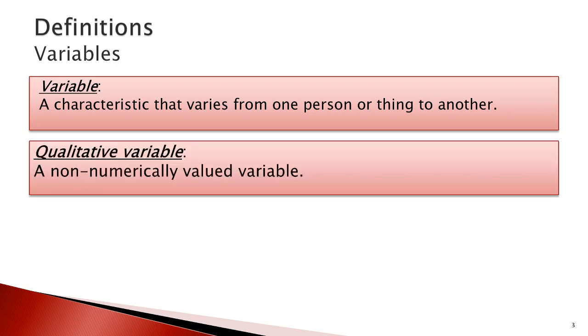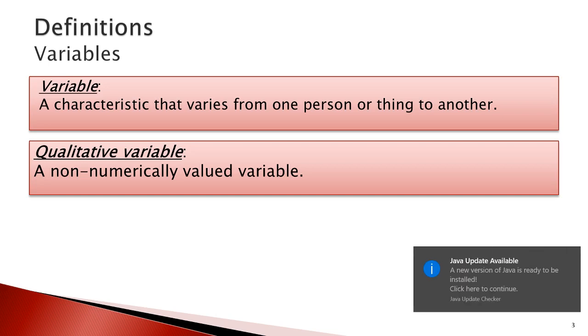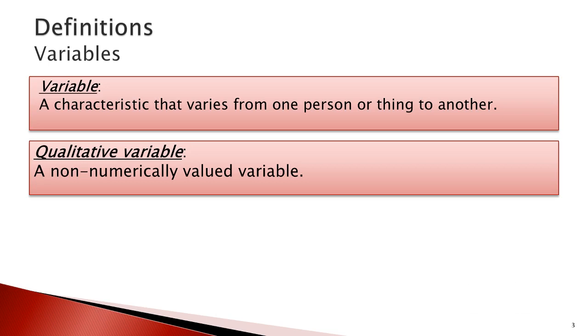As you can see in the second definition, the variable that yields non-numerical information is called a qualitative variable. For an example, from the variables that I said earlier, sex and eye color are qualitative variables, because when we take sex, it has male and female. When we take eye color, it may have black, blue, brown. So non-numerical values. So those can be categorized as qualitative variables.